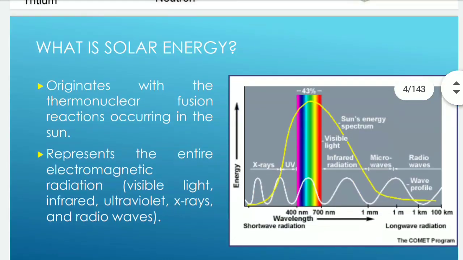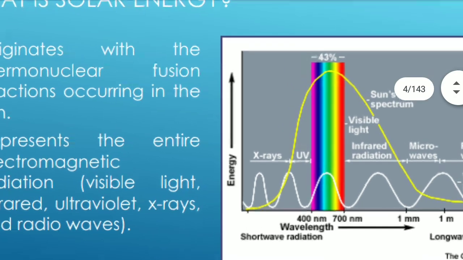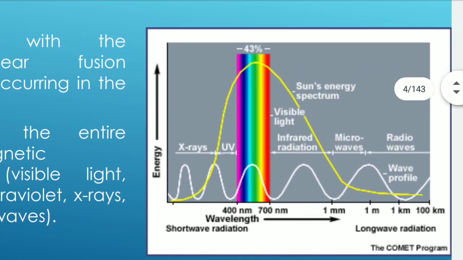What is solar energy? It originates with the thermonuclear fusion reaction occurring in the sun, and represents the entire electromagnetic radiation: visible light, infrared, ultraviolet, X-rays and radio waves. The curve shows the energy spectrum diagram by wavelength: on the left-hand side short wave radiation, on the right-hand side long wave radiation. X-rays, UV, visible, infrared radiation, microwave and radio waves make up the sun's energy spectrum. You see only 400 nanometer to 700 nanometer, this is the visible region.